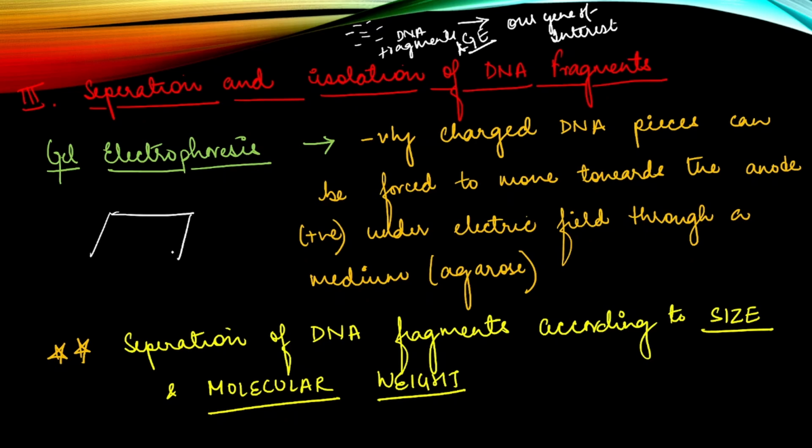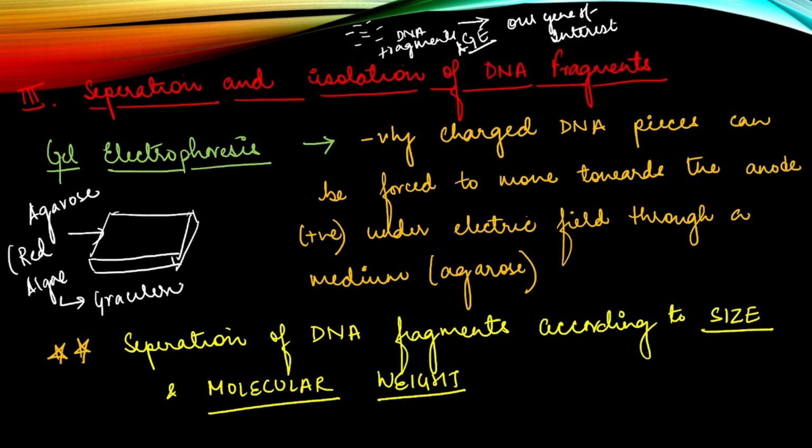Here we use a gel. Say this is a gel here, and this gel is made up of agarose. This is extracted from the seaweed or red algae named Gracilaria and Gelidium. And on this agarose gel we will put a comb here. This kind of comb is present, and this comb will create wells here.